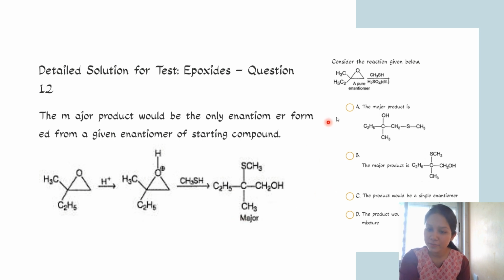So out of these four options, you will get to see that this is the product you are obtaining in the reaction, and also option C will be the correct one. The product would be a single enantiomer. So B and C are the correct options for the reaction. I hope it is clear. Let us look at the next question now.